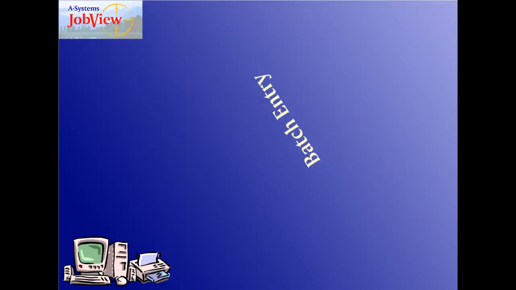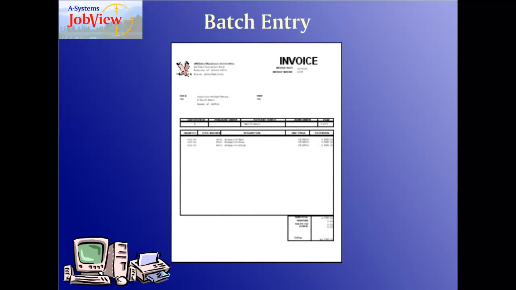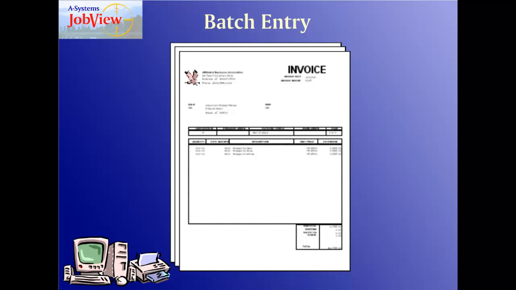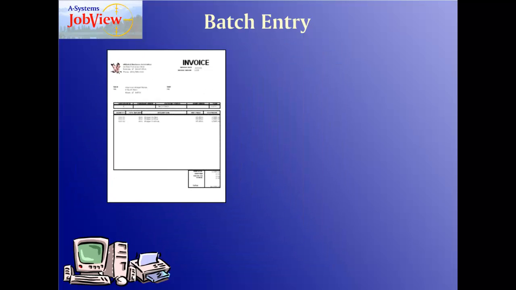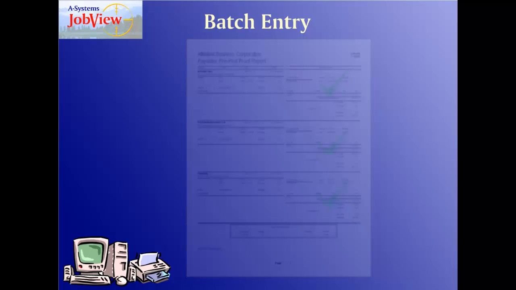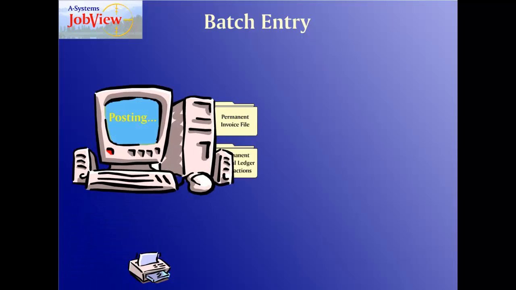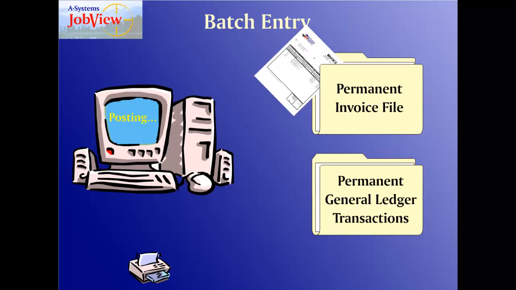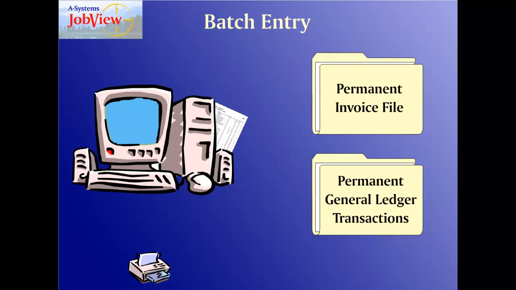All of these accounting entries are made using a batch system. This means you enter all your invoices or timesheets into a temporary batch, where you can print a proof listing and make any necessary changes. Once you are satisfied that the invoices or timesheets in the batch have been entered correctly, you post the batch. The posting process creates a permanent invoice or timesheet. It also creates permanent general ledger transactions and changes the balances of all the appropriate general ledger accounts and the cost to date of all the appropriate job cost codes.